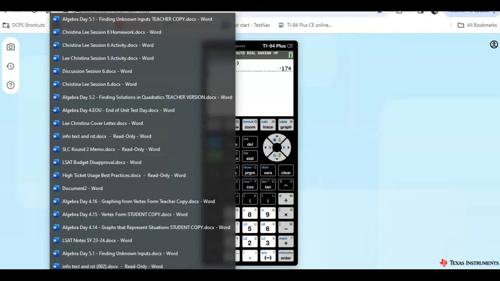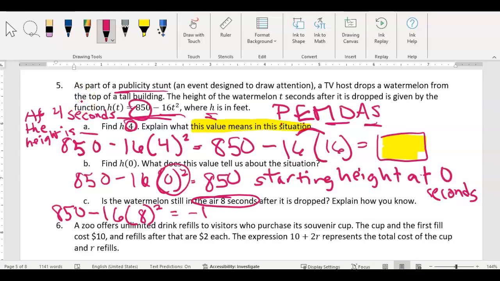Let's flip back to this. So negative 174. So no, it already hit the ground.